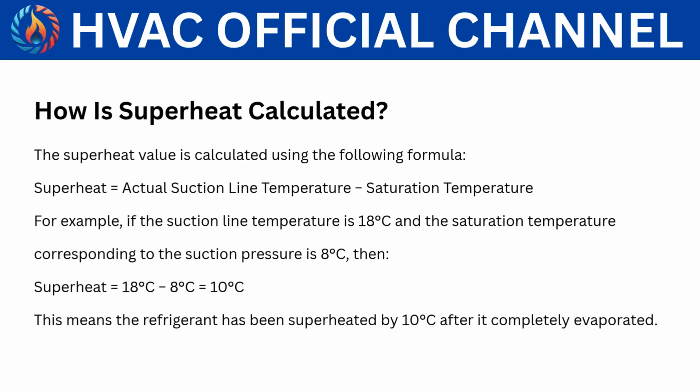How is superheat calculated? The superheat value is calculated using the following formula. Superheat equals actual suction line temperature minus saturation temperature. For example, if the suction line temperature is 18 degrees Celsius and the saturation temperature corresponding to the suction pressure is 8 degrees Celsius, then superheat equals 18 degrees Celsius minus 8 degrees Celsius. This means the refrigerant has been superheated by 10 degrees Celsius after it completely evaporated.